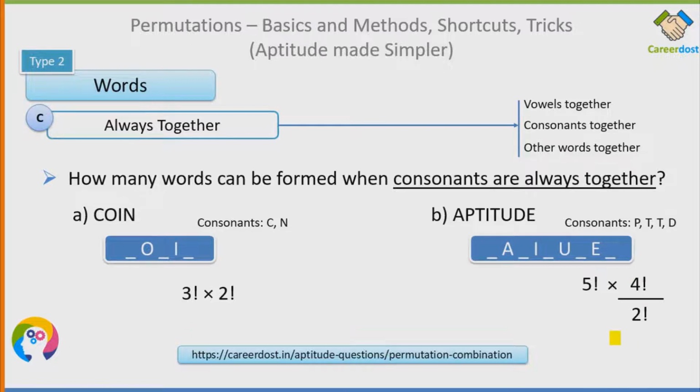So similar types of problems can come from other words also. What we mean by other words is, they give you a question. Let's take in aptitude the word AP is always together or PT is always together. So whenever always together comes, club those letters together, put them in a bracket, write the remaining letters separately and fill the spaces. So that's how we do it for other words when asked always together. So now we have dealt with 3 types of problems in always together, which is with vowels, consonants and other words.